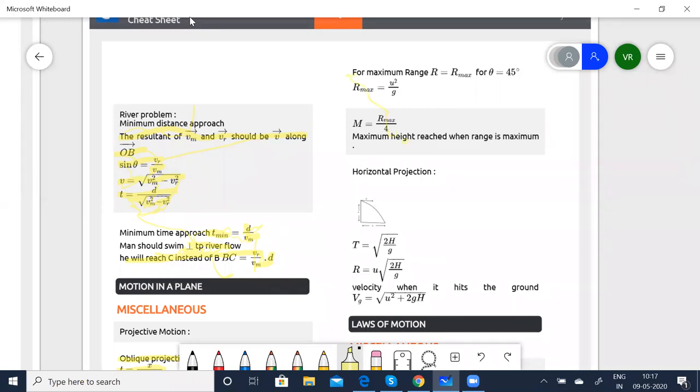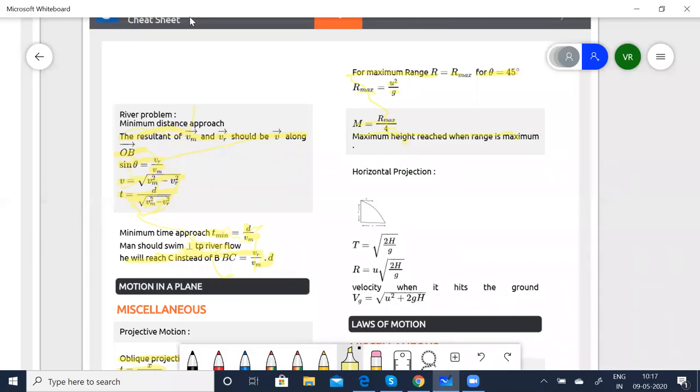Okay. Now for maximum range R max, theta has to be 45 degrees. So R max is equal to u squared by G. Then H max will be R max by 4. So whenever the range is maximum, you can see that the maximum height has reached.